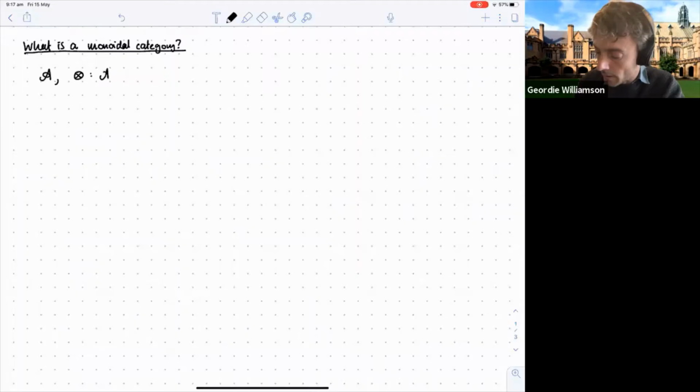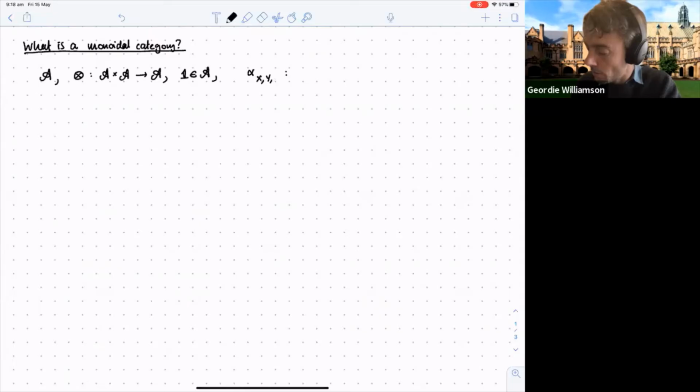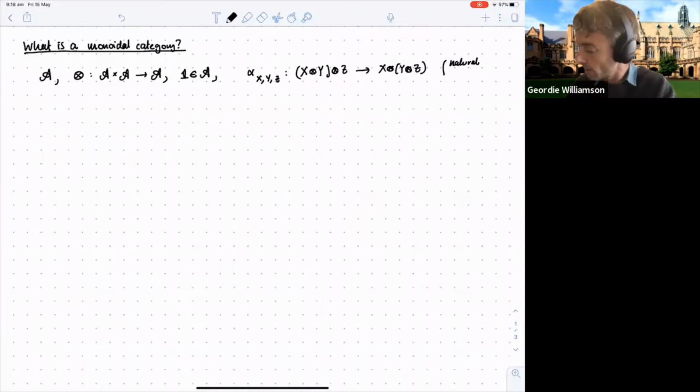So we have a category A, a bifunctor, a unit object, an associator, and unit. So these are natural transformations of trifunctors.